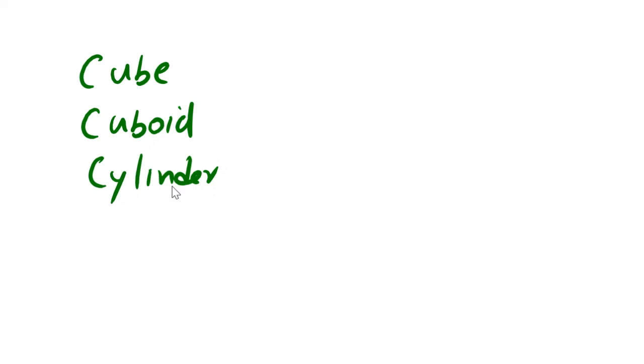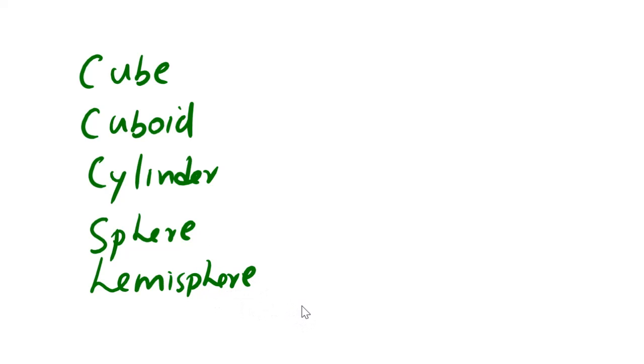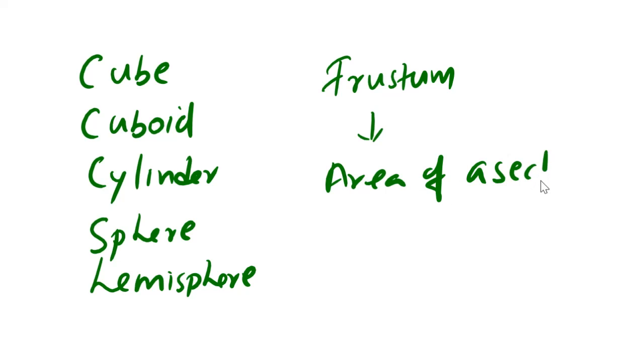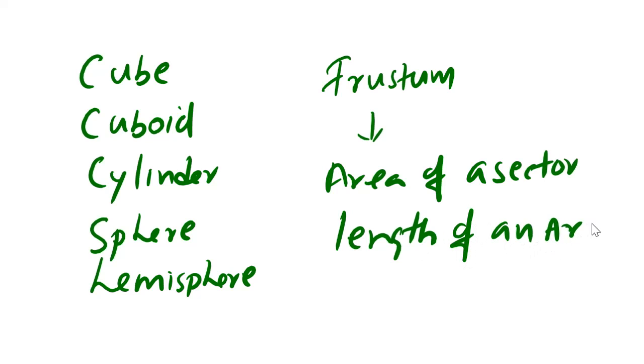So just for rewinding: cube, cuboid, cylinder, which you studied in detail in 9th standard, sphere, hemisphere, that also you studied in 9th and now revised in 10th standard. That is what happened in the last video. Then the new topic which you learned, the concept of frustum, and the just now learned concept of area of a sector and the same way length of an arc. This is what you studied altogether in this chapter, mensuration.